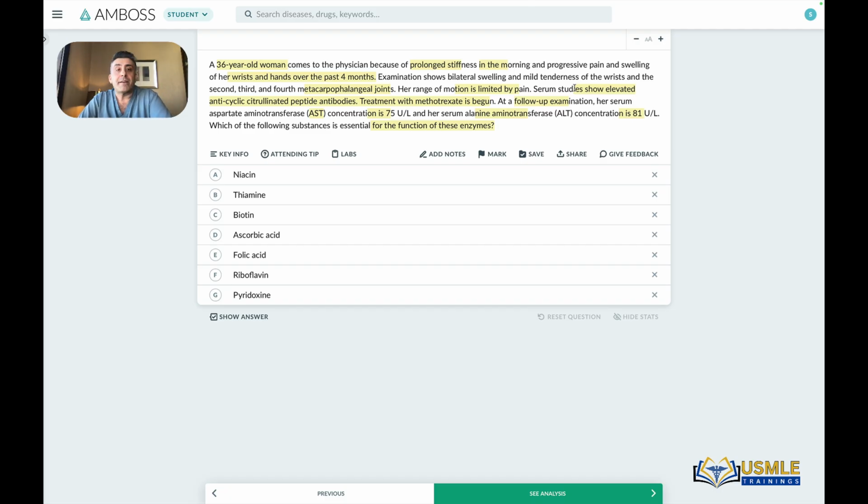The problem with this kind of question is you need to know what these do. You need to know what these are cofactors for. Niacin, you think of pellagra, right? Triple D: dementia, diarrhea, dermatitis, and possibly death. Thiamine, wet beriberi, which is B1. Biotin is B7. Ascorbic acid is vitamin C. Folic acid is B9. Riboflavin is B2, and pyridoxine is B6.